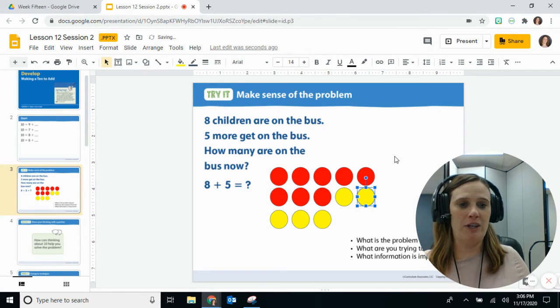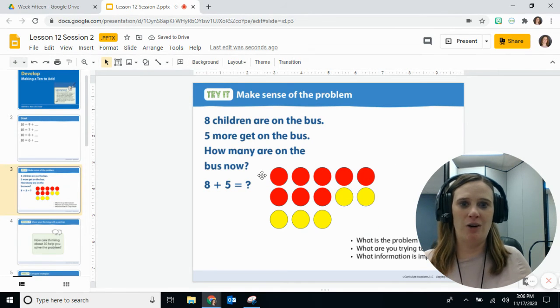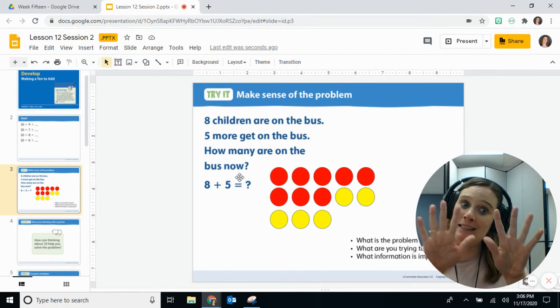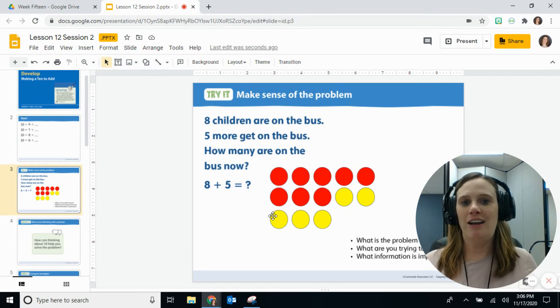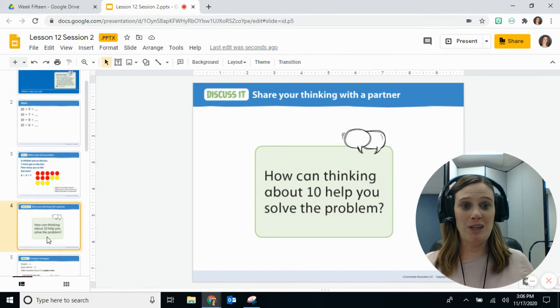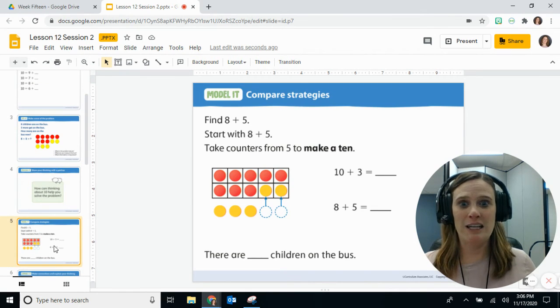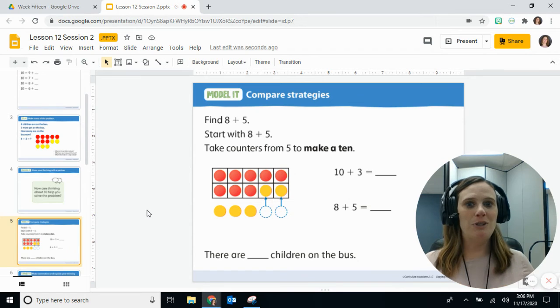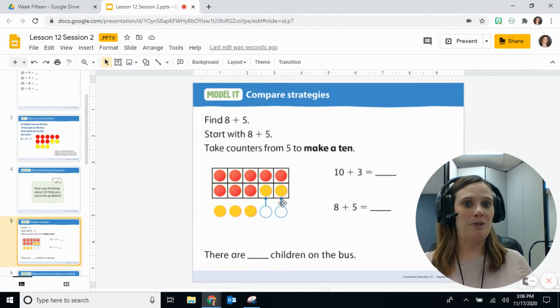Look there. We just filled up a 10 frame. So then I know I've got 10 here. It's like Bob in his hands. 10 here, and then 3 here, so I know it's 13. I wonder if that's what they did in the model. Maybe that's what they meant when they said thinking about 10. That's what we just did, isn't it? We had 8 red ones, and then we slid up 2.